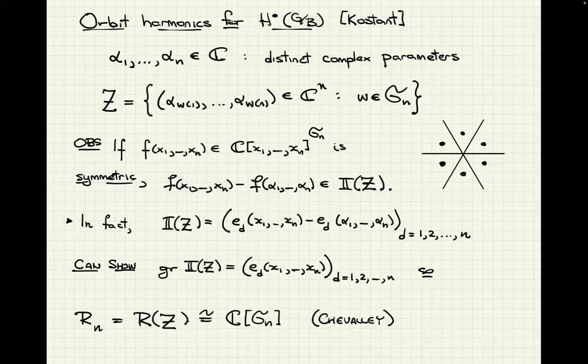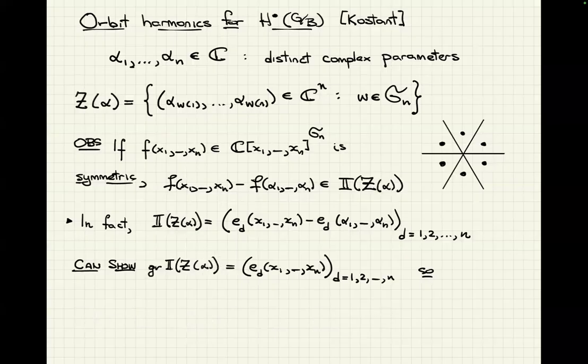I guess my slides are a little out of order. Sorry about that. The observation you can make is that if I start with a polynomial which is in fact symmetric, right, then f of x1, x2 up through xn minus f of alpha 1, alpha 2 up through alpha n is automatically going to vanish on my locus Z of alpha, right? That's because what it means to be symmetric is it doesn't matter in what order I plug in these arguments. It doesn't matter in what order I plug in the alpha i.